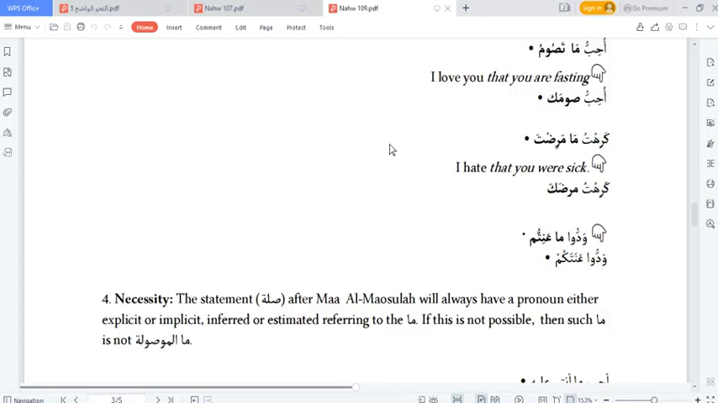So moving on, we have waddu ma anittum. They love that you are being affected with something. Or it can be said that waddu anatakum. They love your hurting, or they love your pain. You can see now. So this again tells us that this is definitely ma al-masdariya, because why?